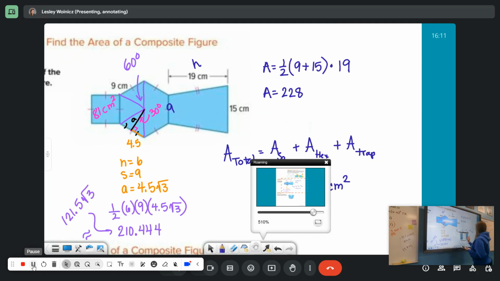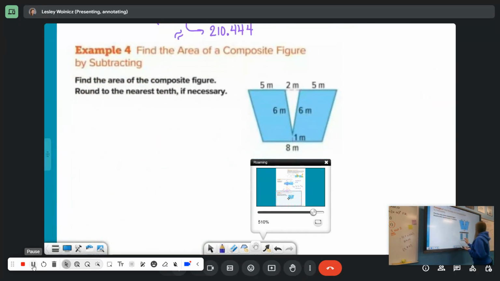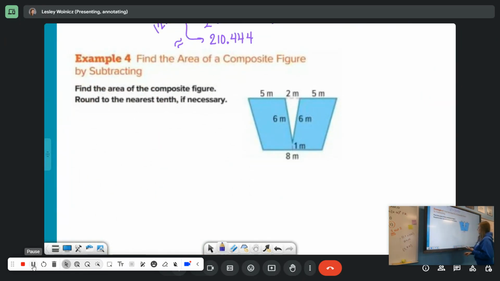All right, that one was so much fun. Let's do another one. So for that composite figure, we had to add up a bunch of figures. On this one, we are going to subtract away a figure. So I have here a trapezoid with a triangle removed. So our area is going to be the area of our trap minus the area of our triangle.